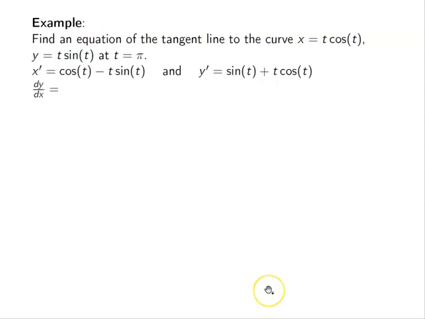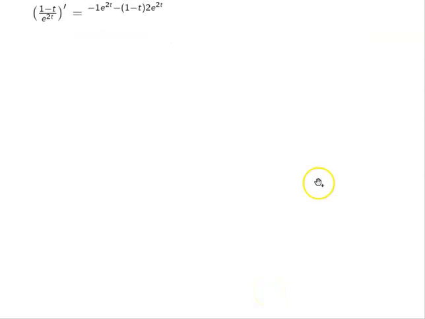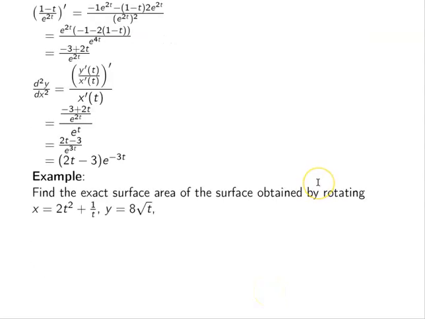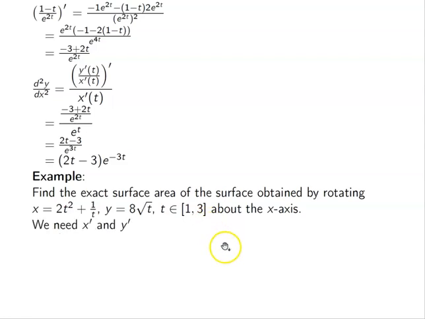So we're just going to do the surface area example, and the rest you should be able to figure out as you come across them. So we want to find the exact surface area of the surface obtained by rotating x equals 2t squared plus 1 over t and y equals 8 square root t about the x-axis, for t being from 1 to 3.